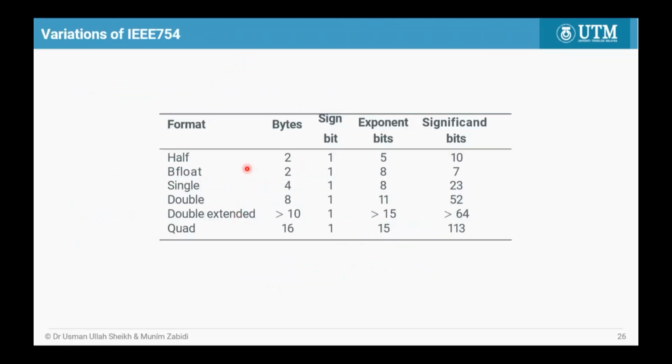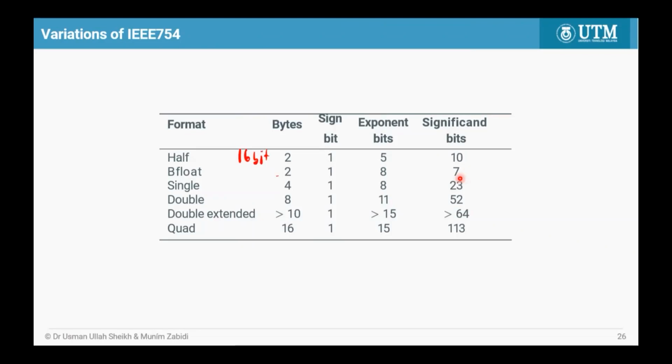Okay, and this is a variation of the IEEE 754 format, where you have the half. Half is 2 bytes. For the 2 bytes, you have 1 sign bit, 5 exponent bits, and 10 significant bits. You know that 2 bytes is actually 16 bits, so that's why 10 plus 5 plus 1 totals 16 bits. If it is bfloat, this is also 2 bytes, which is 1 bit for the sign, 8 bits for the exponent, and another 7 bits for the significant bits.